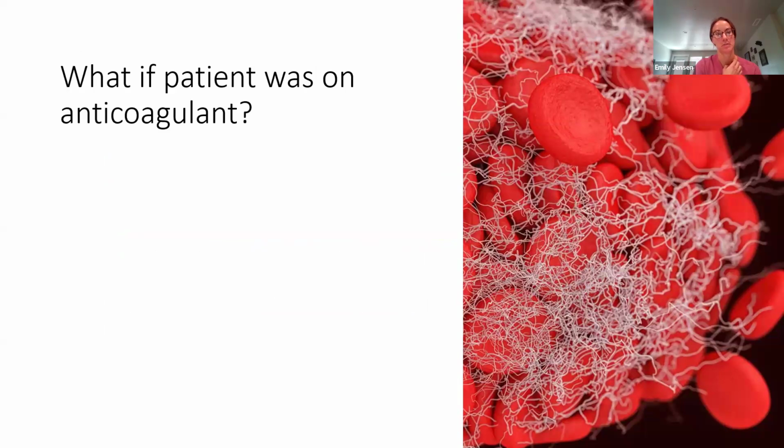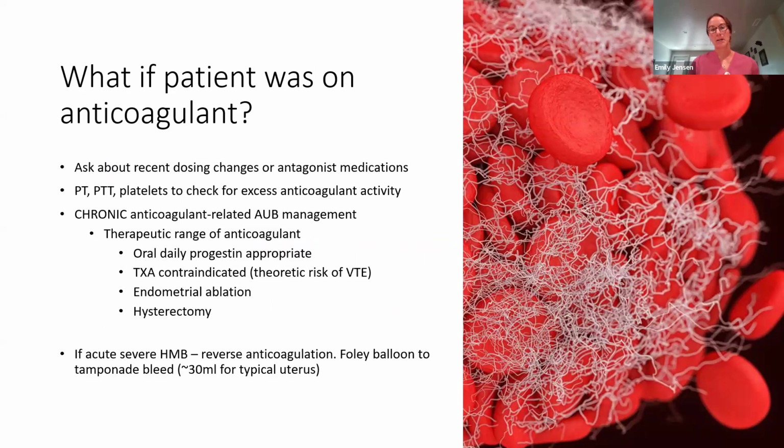Okay, so what if this patient was on an anticoagulant? What are the thoughts on when to stop or what to do moving forward? You want to ask them about recent dose changes or other medications they're on, to see if you have anything that's interfering with that medication, causing it to overwork and cause the bleeding. You want to check to see if there's excess anticoagulant activity, which if they're on warfarin or something like that, hopefully they're already doing. But if they are on chronic anticoagulant and they're having this AUB, obviously you can do the daily progesterone. And is TXA contraindicated?